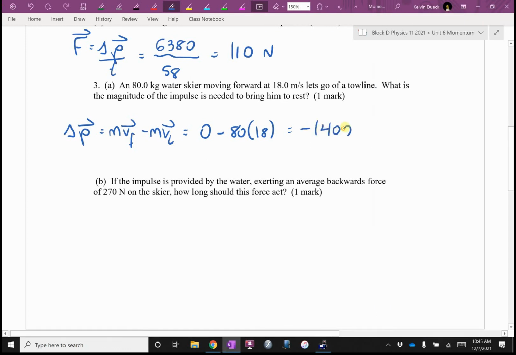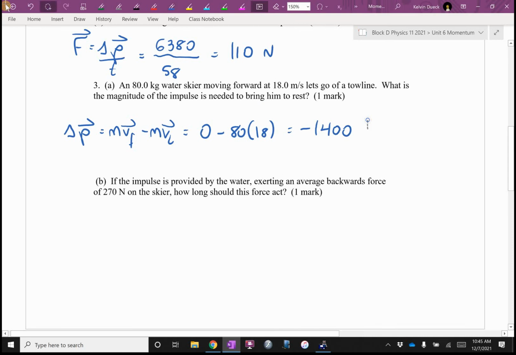Now, why is it negative? By the way, I said magnitude, and the negative implies direction. So if you gave me a positive answer, I won't take the half mark off. But what's the negative telling me here? The skier needs to lose momentum to come to a stop. Yeah, they do. Of course they do.